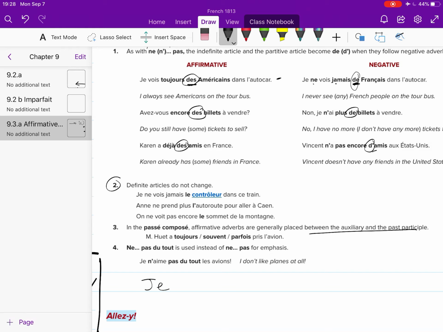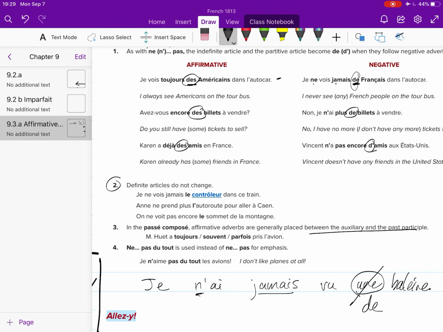I'll give you another one. Je n'ai jamais vu une baleine. Let's look at that real quick. Je n'ai jamais vu une baleine. I've never seen a whale. But, I've got my negation here. What happens to my une? Hopefully you correctly guessed and could correct it. Je n'ai jamais vu de baleine. I've never seen a whale, as in I've never seen any whale.